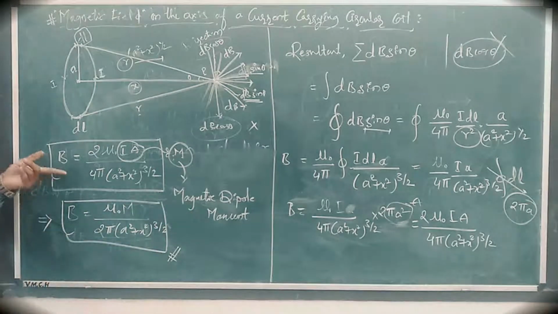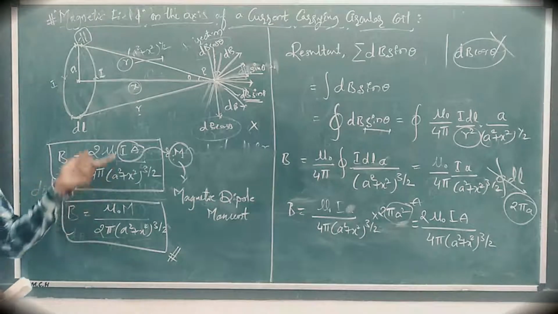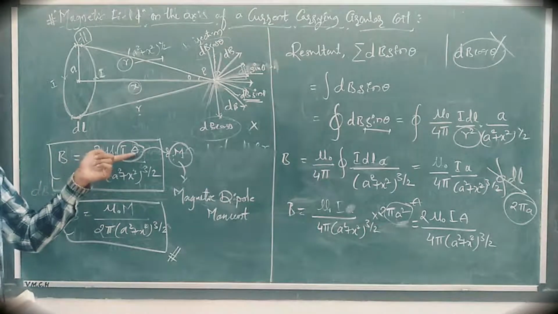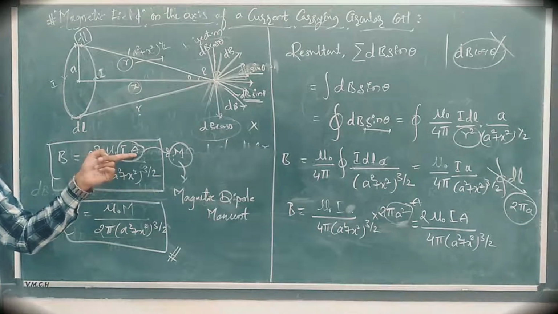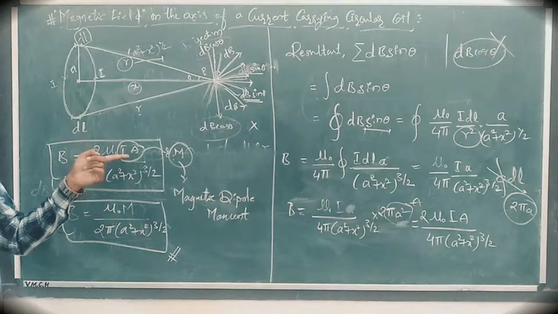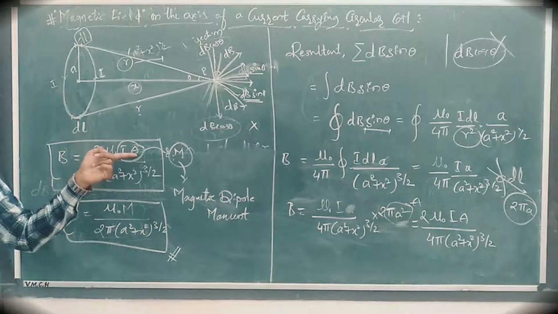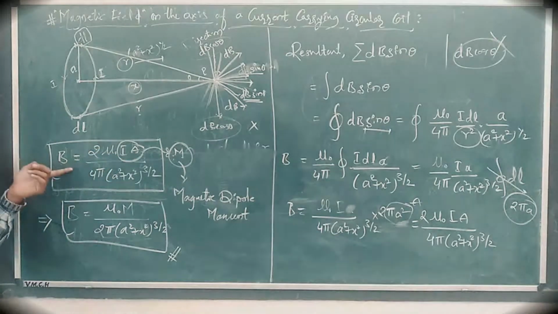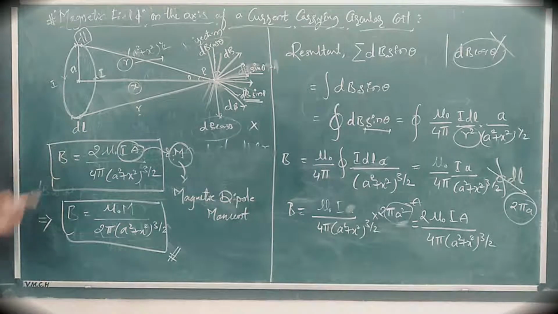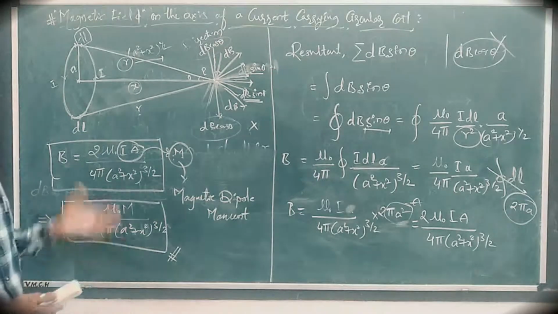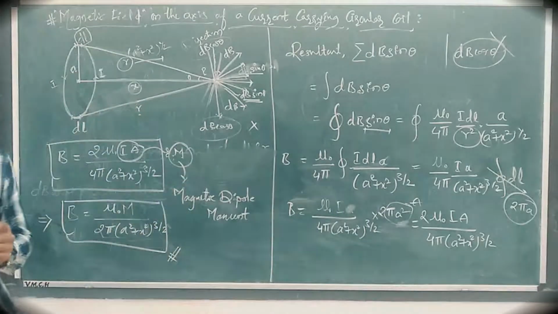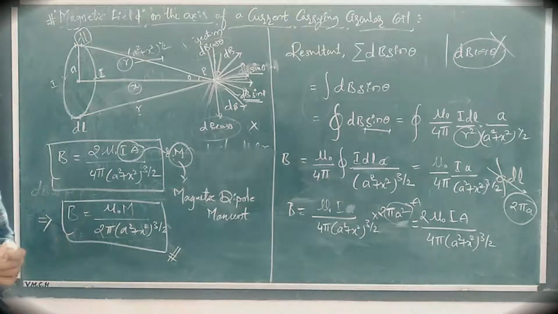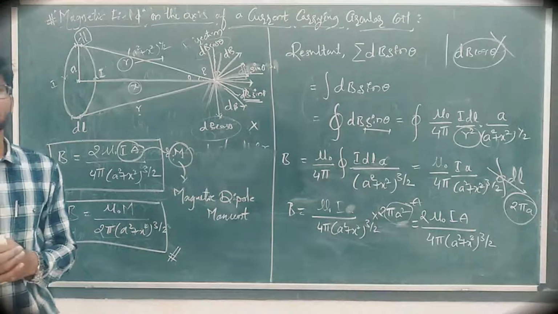And now this B depends on which parameters here? The current as well as the area. Is that right? These are the dependent parameters. If the current or the area changes, you will get a different magnetic field. So this is the final expression for the magnetic field on the axis of a current carrying circular coil. So this is all about today's concept. Thank you.